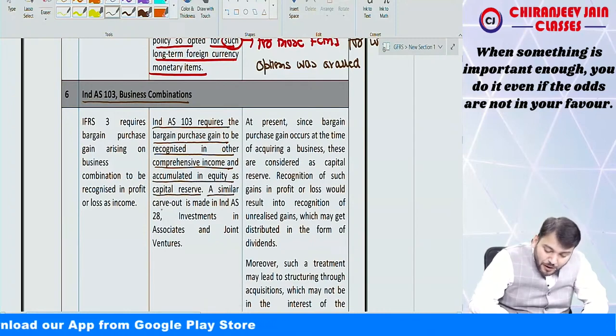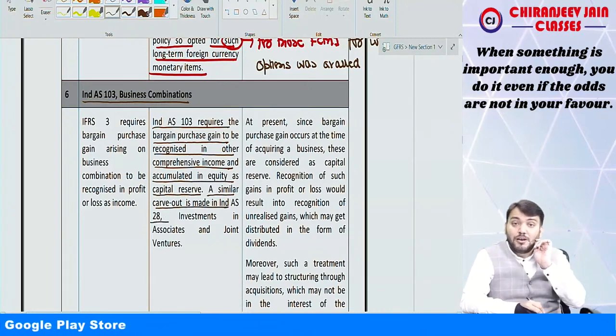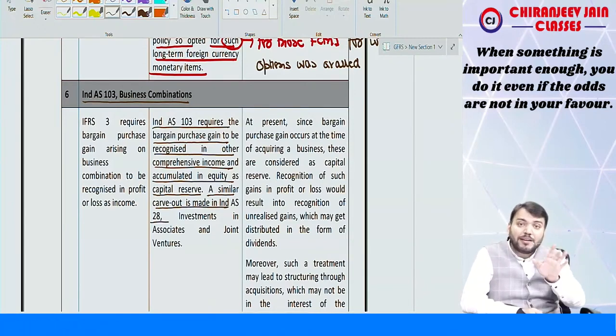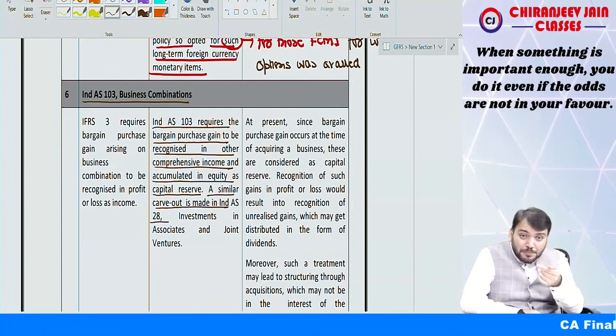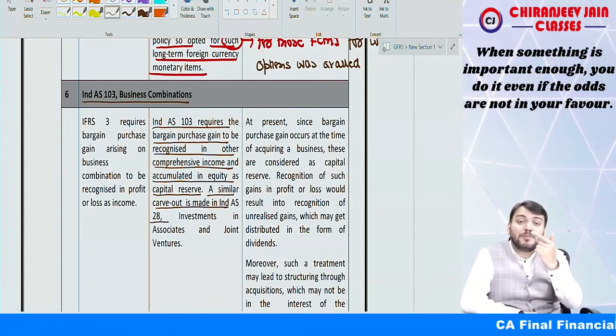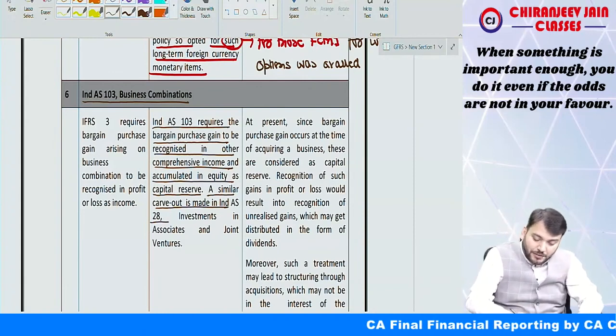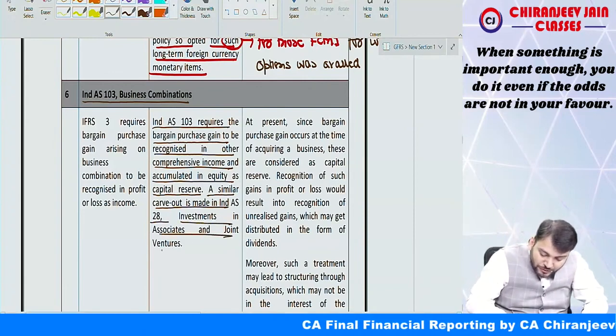A similar carve out is made in Ind AS 28 also. Under Ind AS 28, when we apply the equity method and if there is some gain, that gain will be transferred to OCI and accumulated in what? Capital reserve. If you remember, correct now. Investment in associate and joint venture.